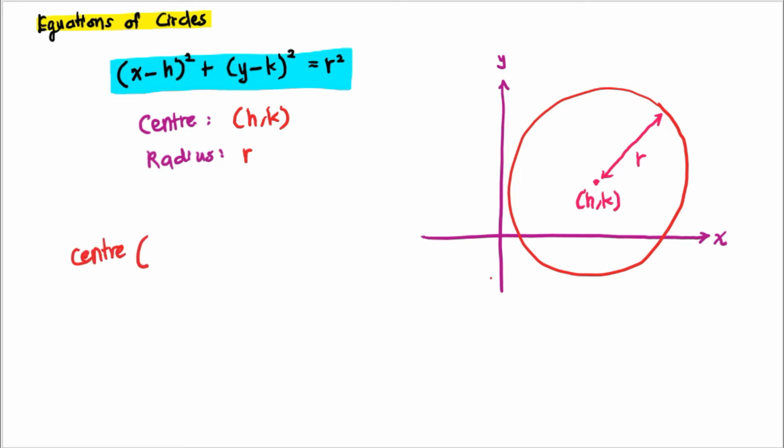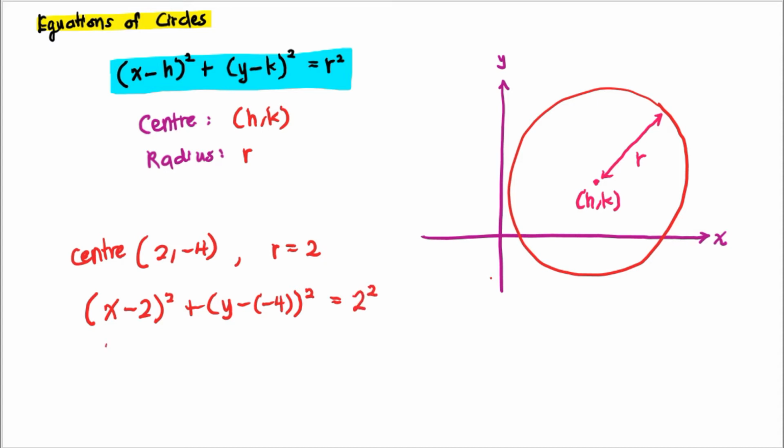Now, suppose we have, for example, a circle whose center is given as (2, -4) and the radius is 2. We just need to substitute into the equation. So we have (x minus 2) squared plus (y minus -4) squared equal to 2 squared. We simplify this and get (x minus 2) squared plus (y plus 4) squared equal to 4. This is known as the standard form of the equation for the circle.